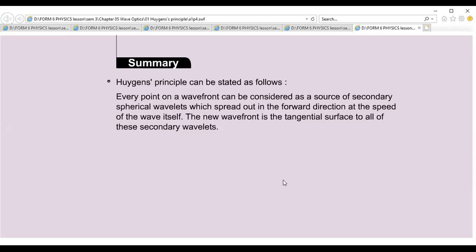Summary. Huygens Principle can be stated as follows. Every point on the wavefront can be considered as a source of secondary spherical wavelets, which spread out in the forward direction at the speed of the wave itself. The new wavefront is the tangential surface to all of these secondary wavelets.